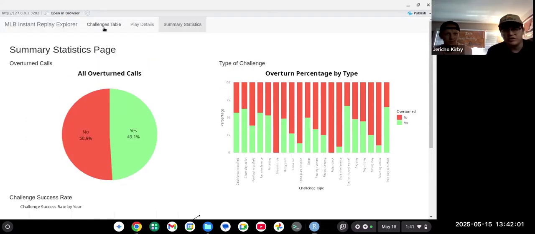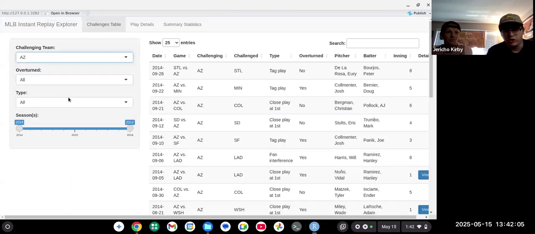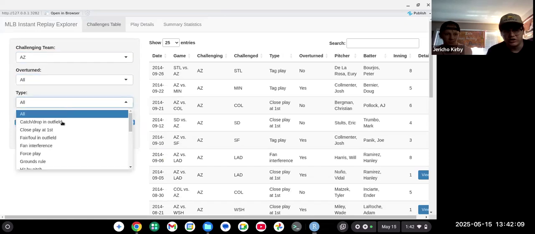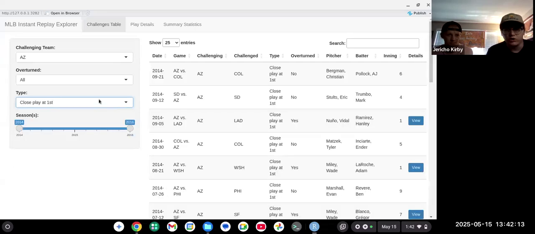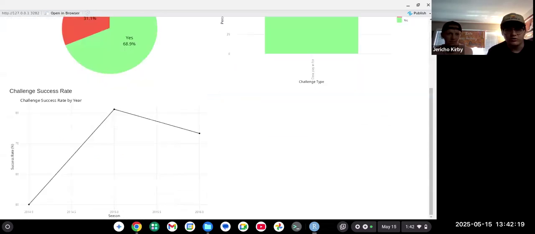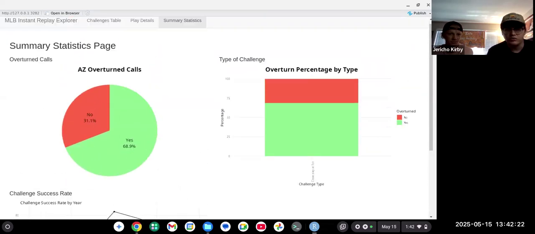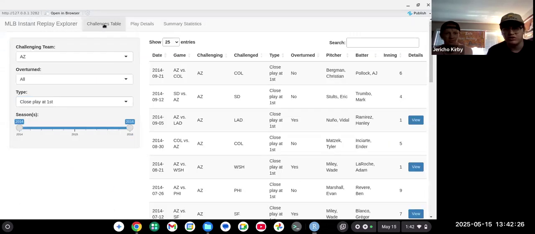And then, same thing here. We can also filter by team or by type of challenge, and that gives us interesting insights for individual teams as well. You can see the Diamondbacks have a very high overturn percentage for close plays at first in this time period. So a lot of interesting insights with this. And I think that's about what we got.